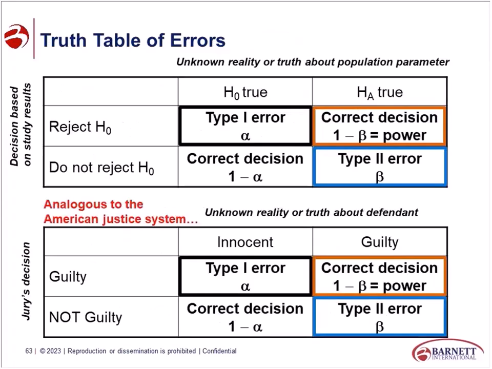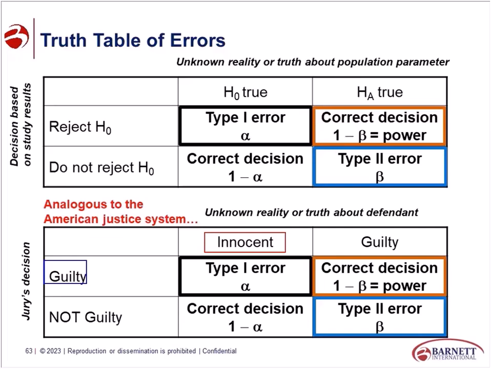Okay, so mapping our errors. Some of the words we use in statistics are type 1 error and type 2 error. The best way to think about it is mapping onto what's much more familiar to everyone, the justice system. For example, if the person is truly innocent and the jury says the person is guilty, then they made a type 1 error.